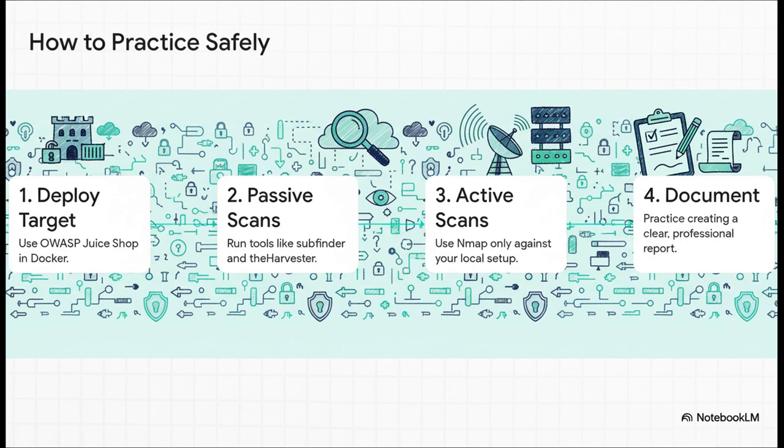So you might be thinking, okay, this is cool, but how do I practice this stuff safely and legally? Well, here's your 4-step plan. First, set up a safe target, like the OWASP Juice Shop, on your own computer. Second, run your passive tools against it. Third, run your active scanners like Nmap only against that local setup. And fourth, and this might be the most important skill, practice writing up your findings in a clear, professional report.